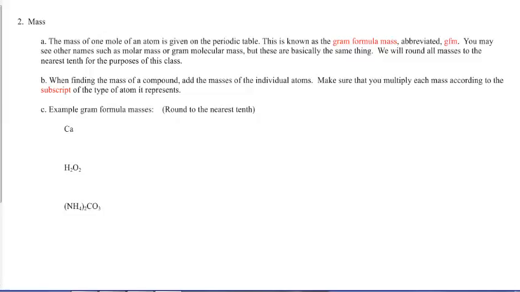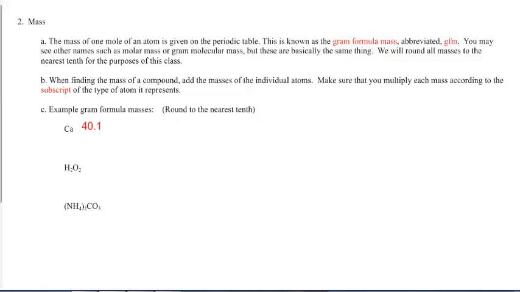Remember, the mass is written underneath the symbol for the atom. So if we look under calcium, it says 40.08. What is that rounded to the tenth place? The tenth place is 1 after the decimal. 40.1. So calcium has a mass of 40.1.